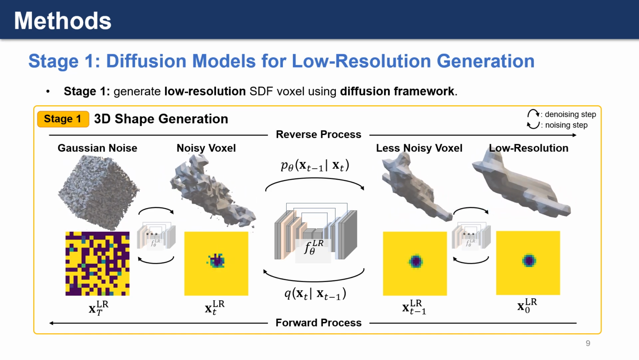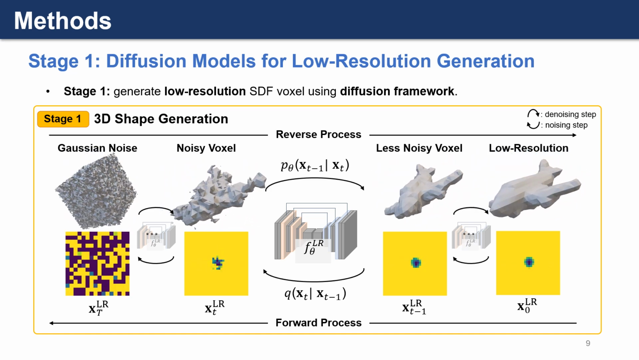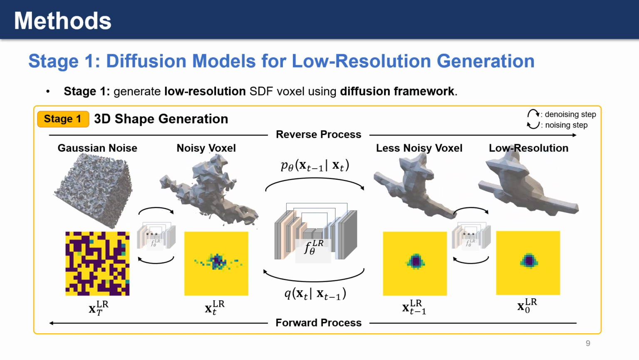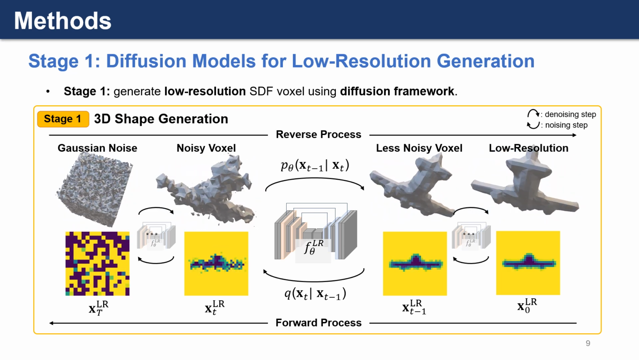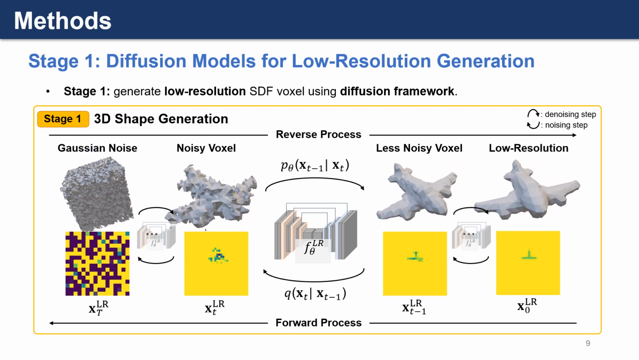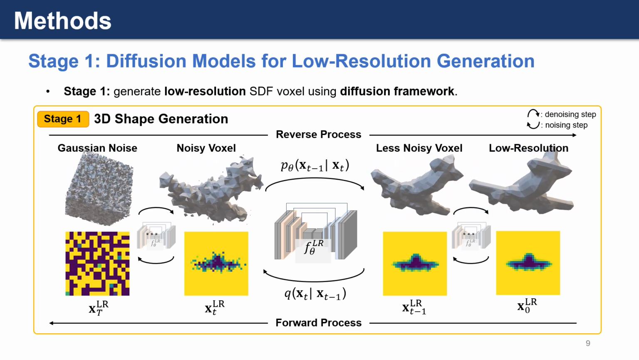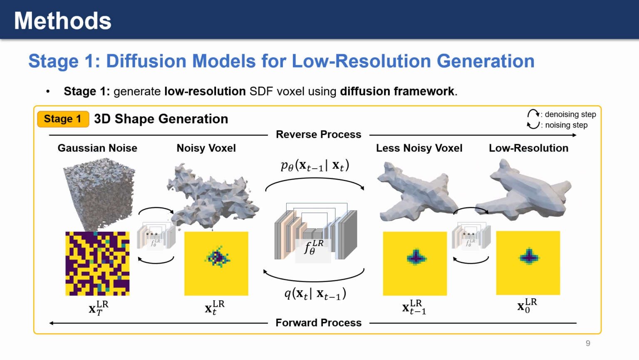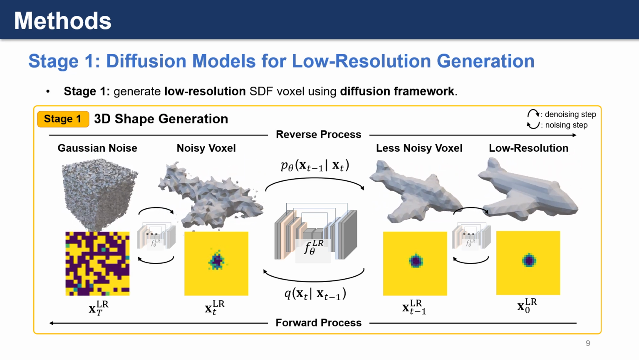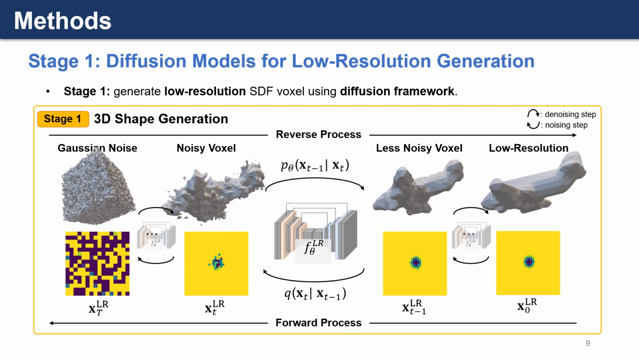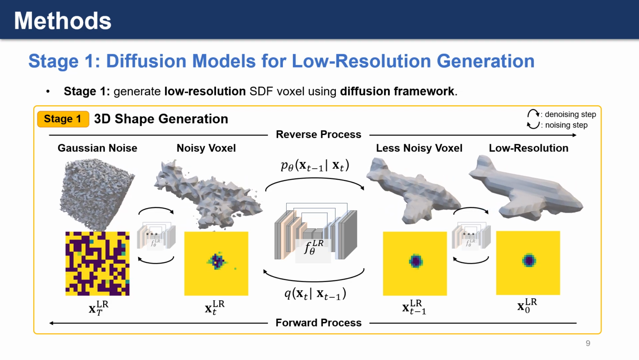In this slide, we will explain the details of the first stage. The purpose of the first stage is to generate a low-resolution SDF voxel using the diffusion framework. During the training phase, the model learns how to denoise SDF voxels. During the inference phase, by iteratively applying the denoising step from Gaussian noise, we can generate a new low-resolution SDF. With this first stage diffusion framework, we can generate a low-resolution SDF voxel, which is used in the second stage.